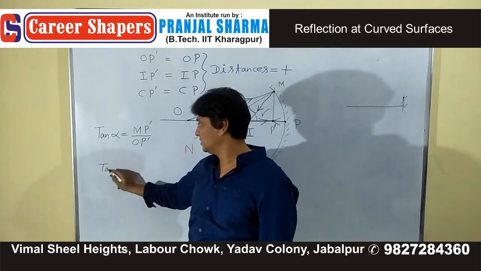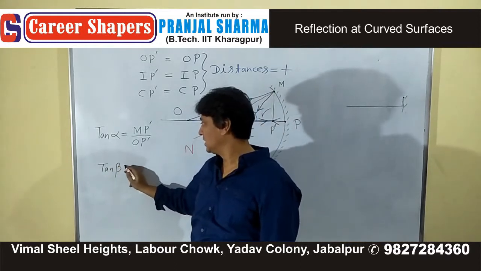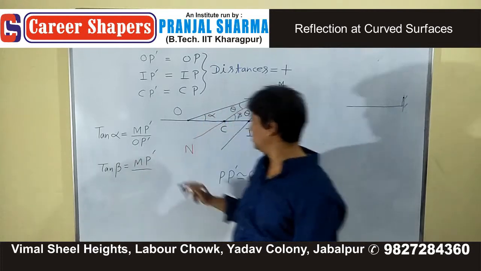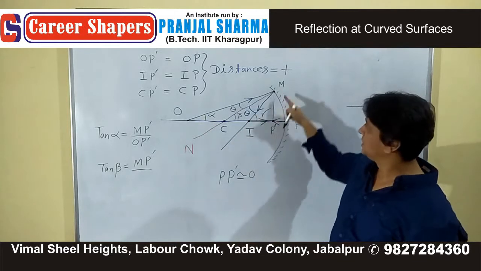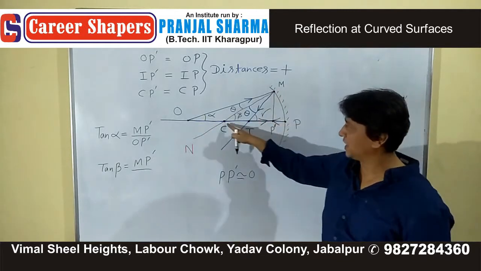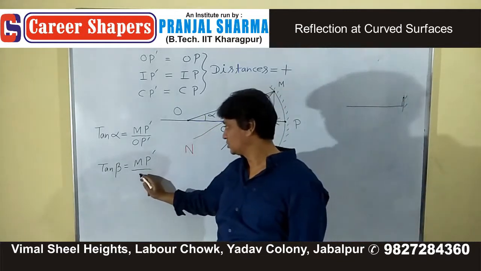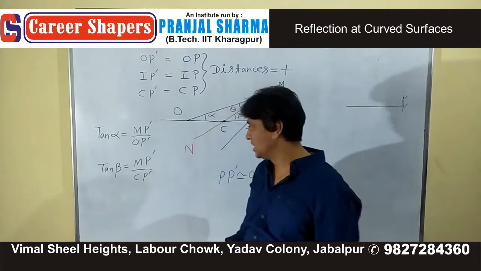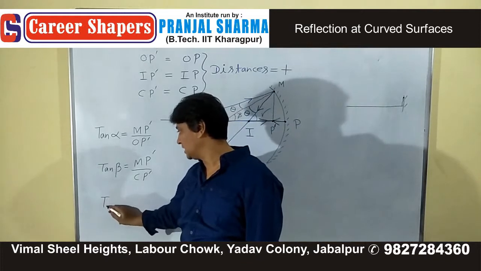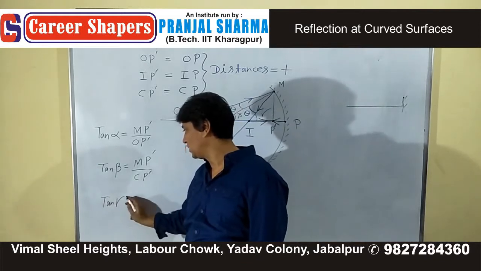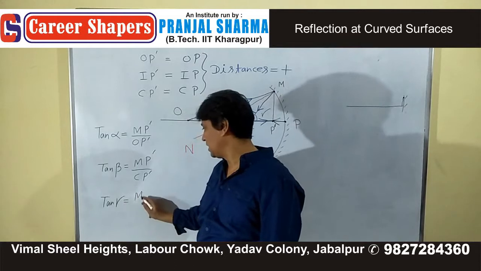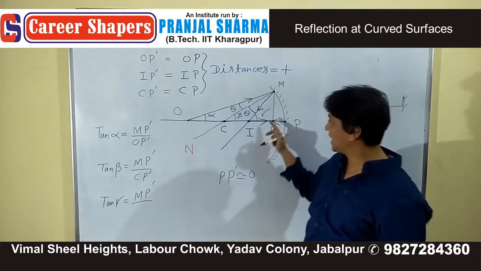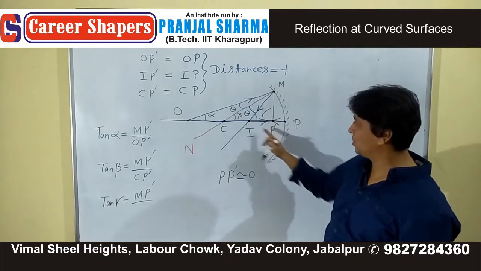Tan beta, this is beta. Tan beta is perpendicular upon base, which is CP dash. That's your CP dash part. And similarly, you can obtain tan of gamma, which is MP dash upon IP dash.